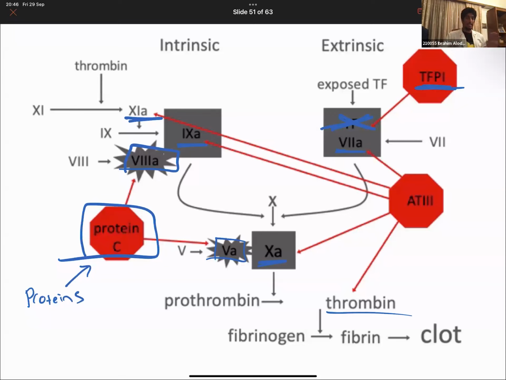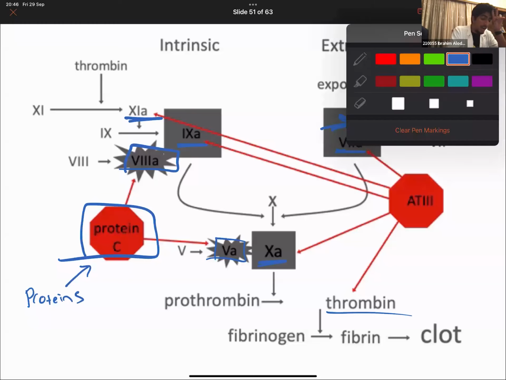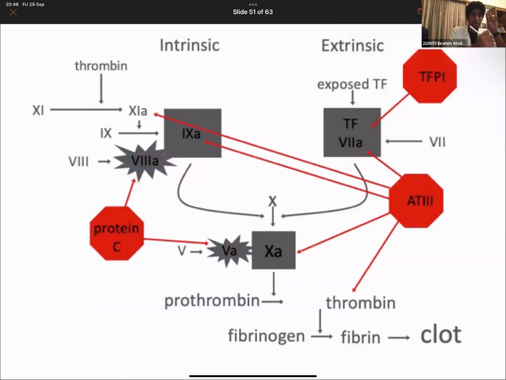So this is cascade inhibition, or the clotting factor cascade inhibitors. So the two key ones you guys should remember is tissue factor pathway inhibitor, or, I'm losing focus.